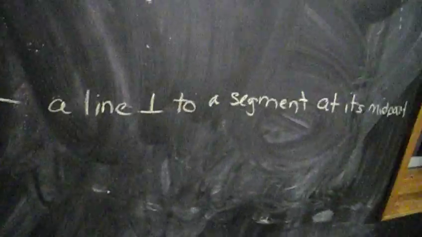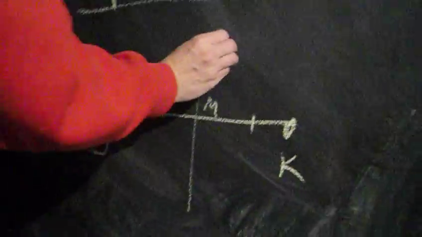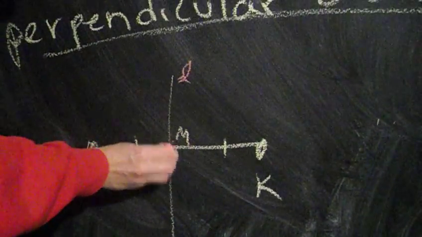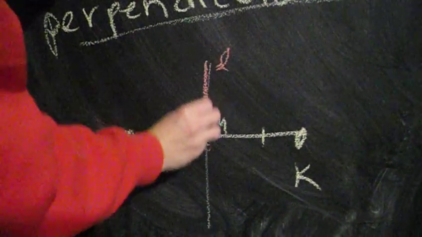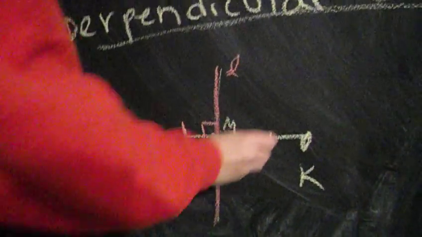The perpendicular bisector is a line perpendicular to a segment at its midpoint. So you have a segment, JK. This is a line, we'll call it line L. This is the midpoint of JK. So a perpendicular bisector is perpendicular and it's going to bisect the segment. Okay, so that's what a perpendicular bisector is.